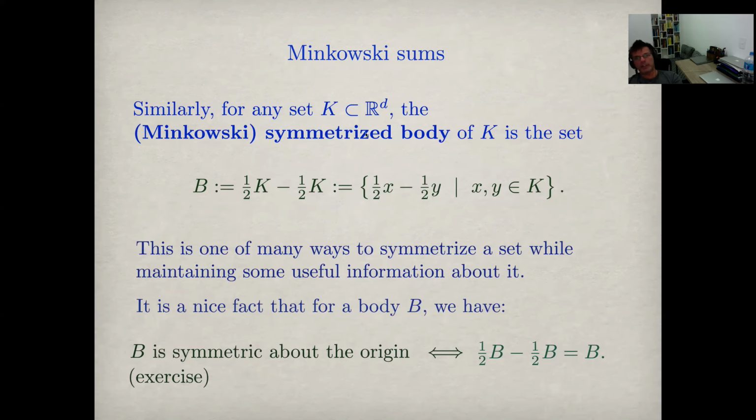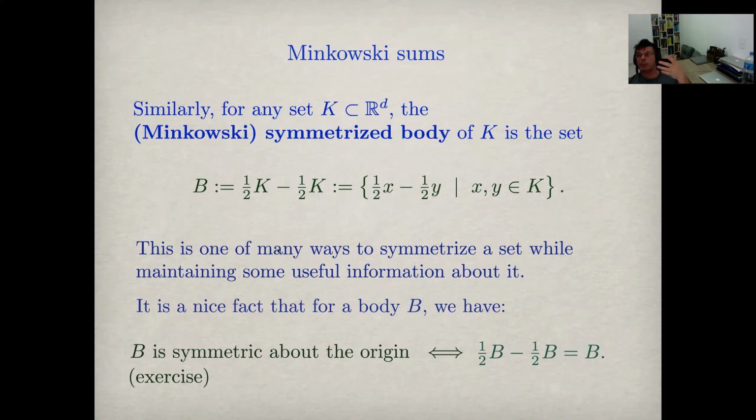So similarly, for any set K in Euclidean space, the Minkowski symmetrized body is the following set, which will come up in the proof of Siegel's formula. We take 1/2 K minus 1/2 K. It's like the Minkowski sum, except with a minus sign. And by definition, it's 1/2 x minus 1/2 y, where x and y vary over all points in K. Again, innocent looking definition, but with tremendous consequences.